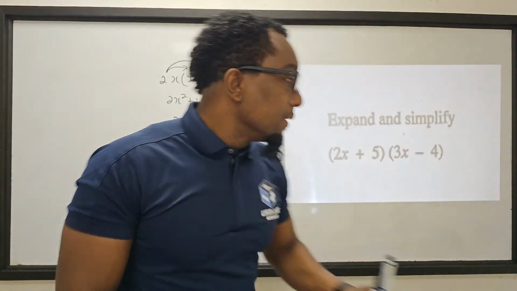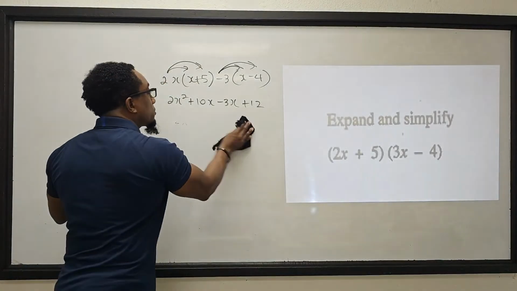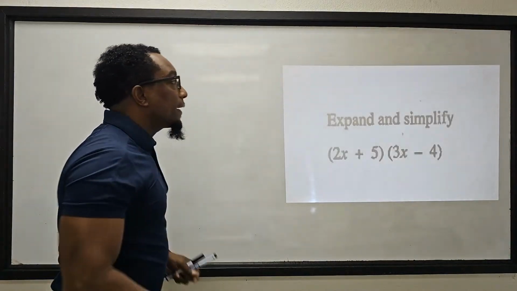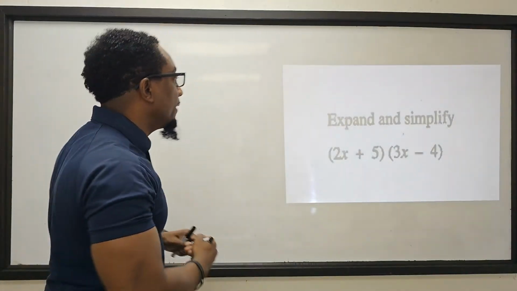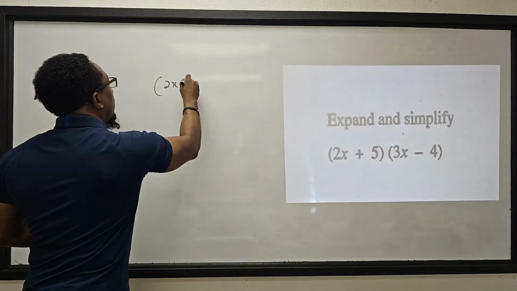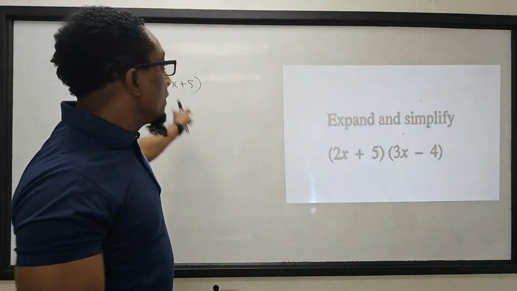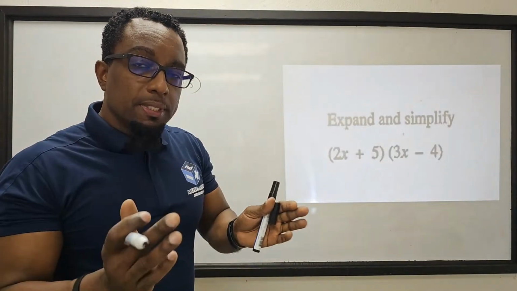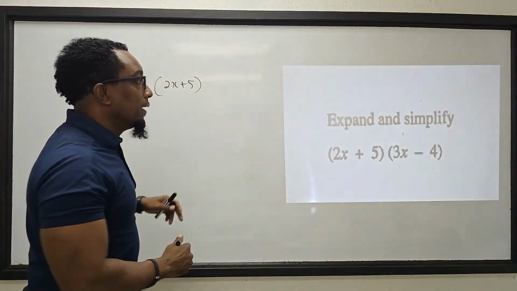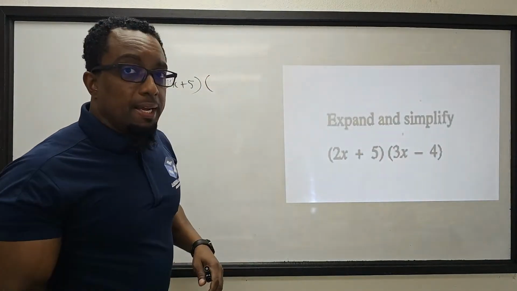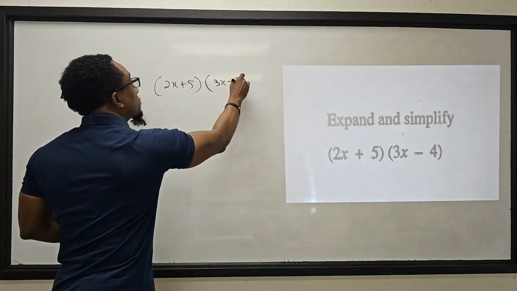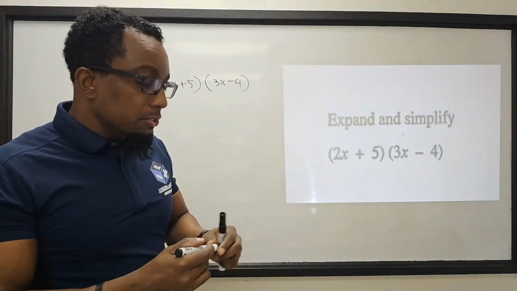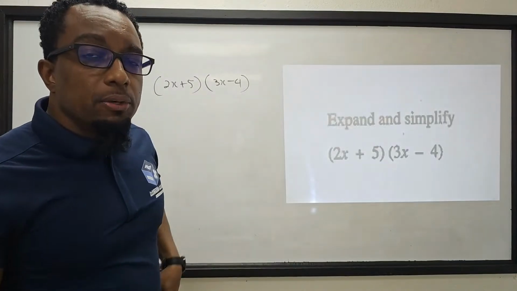Let's look at another expression where we are asked to expand and simplify. We have here what are called binomials. A binomial is an expression enclosed within curved brackets. So this is one binomial multiplied by another binomial, 3x subtract 4. It's an algebraic expression enclosed within curved brackets, and we're multiplying those two binomials.